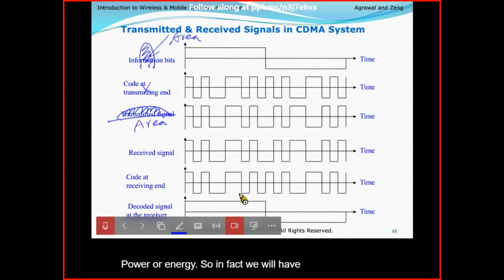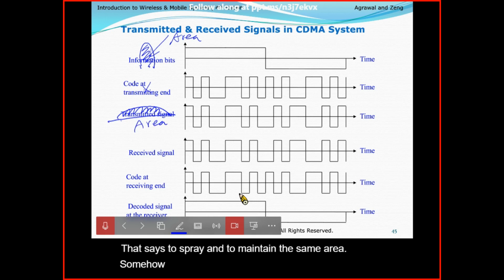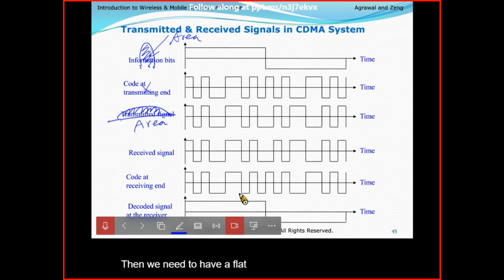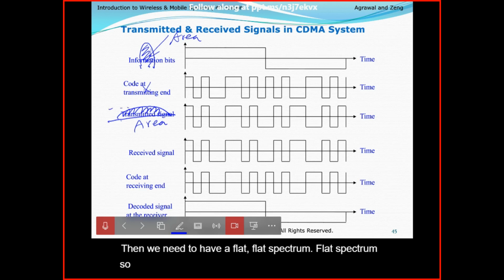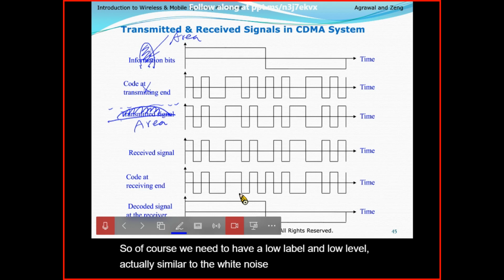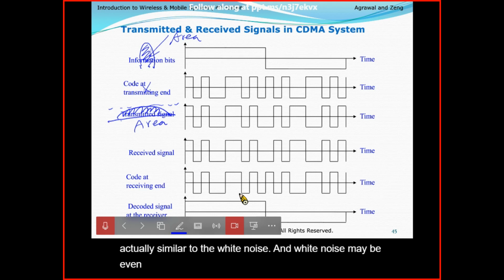That says to spread and to maintain the same area, something like we have the same energy, then we need to have a flat spectrum. Flat spectrum, so of course we need to have a low level, and low level actually similar to the previous white noise. And white noise maybe even lower, or maybe comparably low.